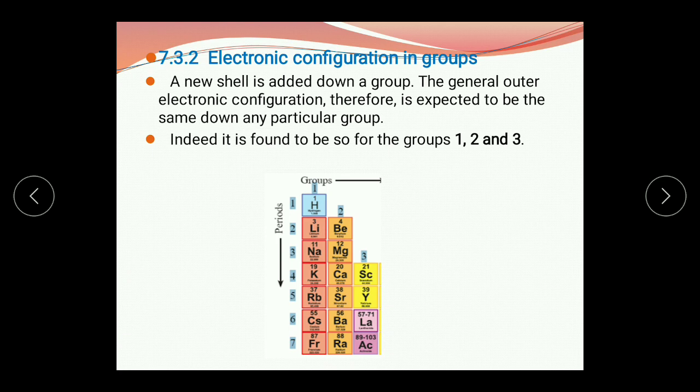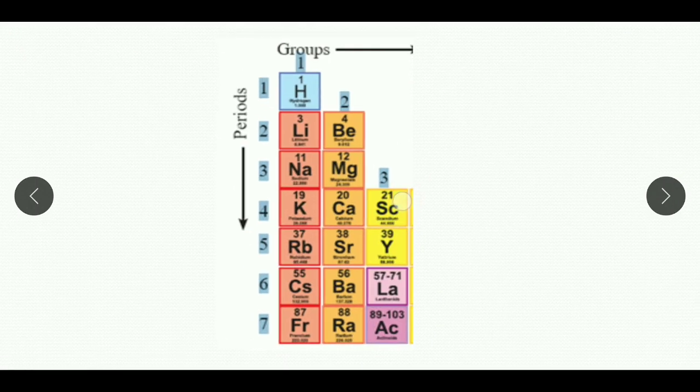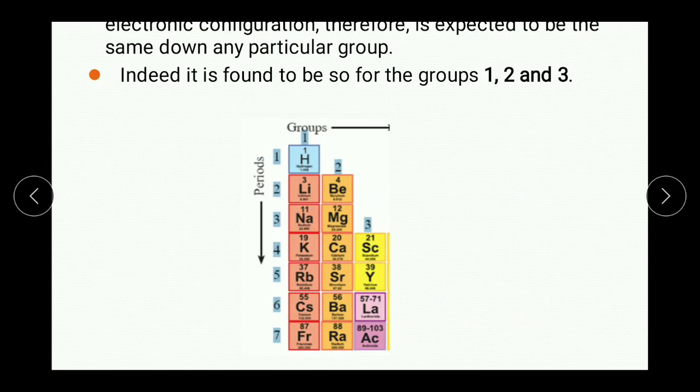For sodium, atomic number 11, 1s2, 2s2, 2p6, 3s1. For potassium, it will be 4s1. Rubidium 5s1, cesium 6s1 and francium 7s1. So, down the group, every time a new shell is added with S subshell having 1 electron for the first group. These are called alkali metals.